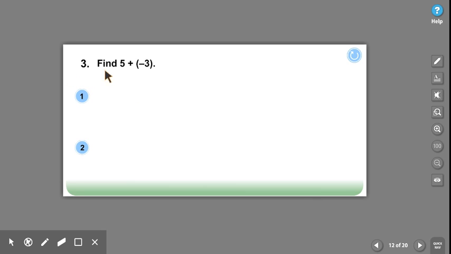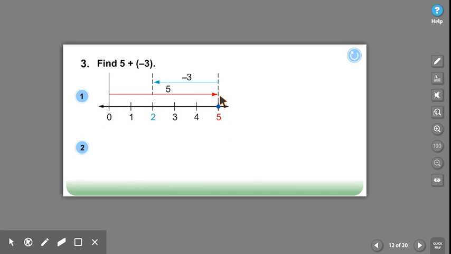Here's example number 3. Find 5 plus negative 3. Now, again, these have different signs, so we know we're going to have to subtract their absolute values. But let me show you really quick on a number line. We're going to start at 0, head over to 5, move left 3 because of negative 3. We end up with positive 2. So 5 plus negative 3 equals 2. And again, you can subtract their absolute values because one's positive, one's negative. So 5 minus 3 is 2. There's more positives, so the answer is positive.